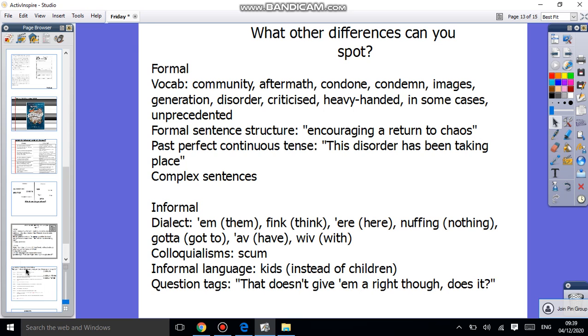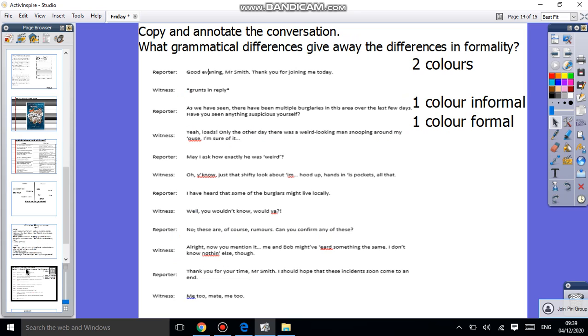So, your job for today is you're going to copy and annotate this conversation, okay? So think about what grammatical differences give away the differences in formality. Think about the grammar used. You're going to use two colours. You're going to use one colour obviously for informal and one colour for formal. And that is all you've got to do for English. Just go through and annotate the conversation. Please send us your work once it's done so we can check it.